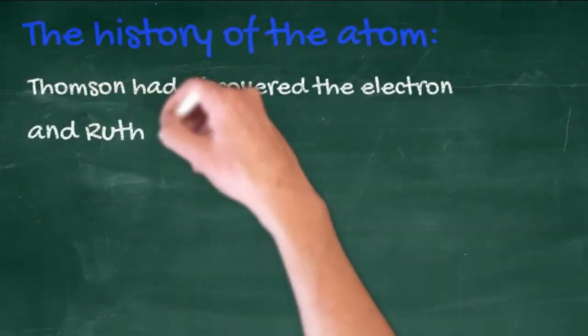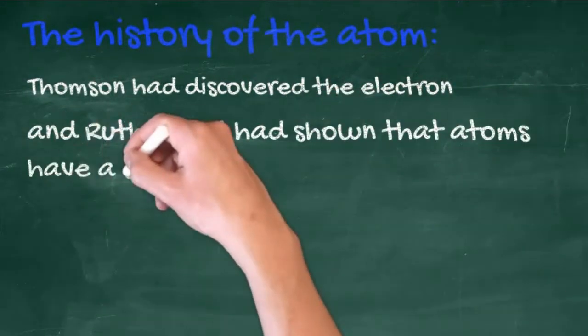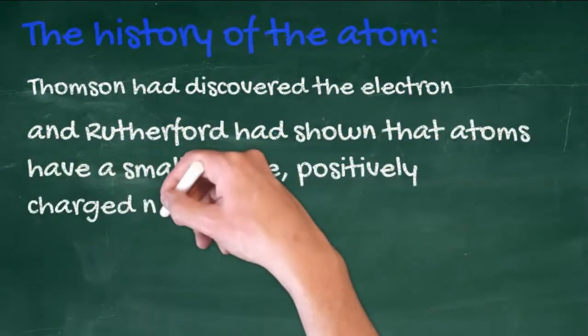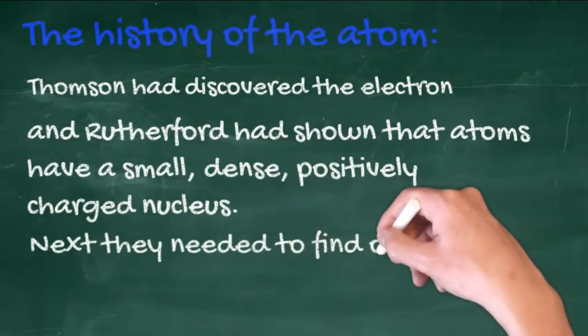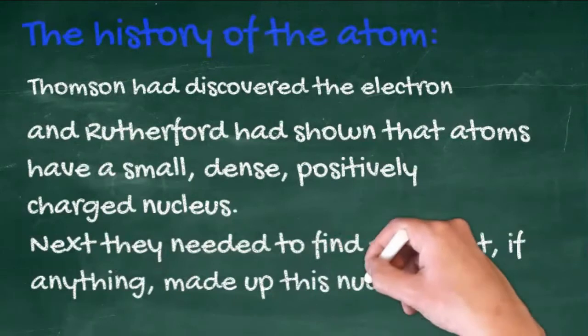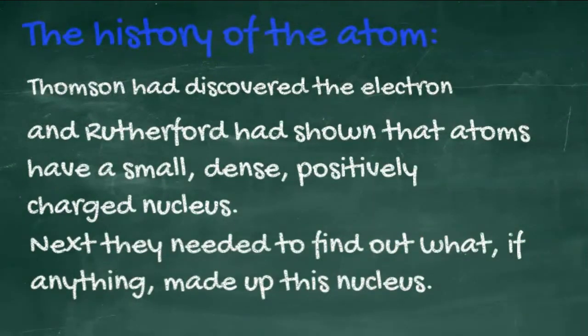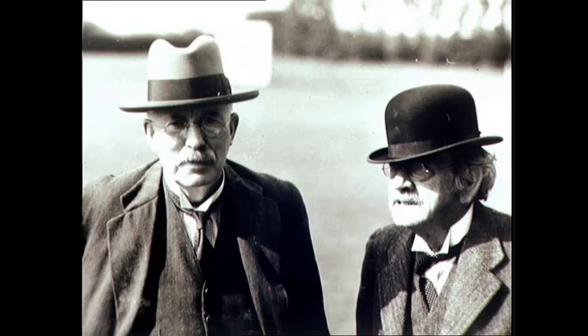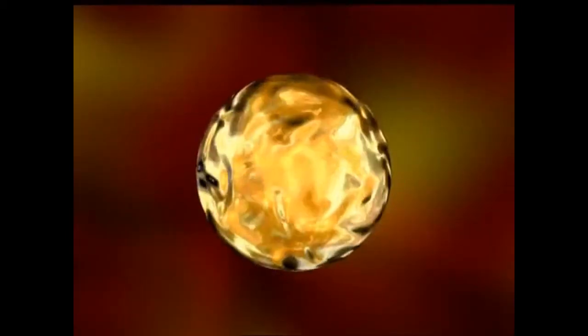Thomson had discovered the electron, and Rutherford had shown that atoms have a small, dense, positively charged nucleus. Next, they needed to find out what, if anything, made up this nucleus. Following Thomson and Rutherford, scientists have now discovered lots of particles inside the atom. You need to know about 3: the proton, the neutron, and the electron. A proton has a positive charge. A neutron has no charge. An electron has a negative charge.